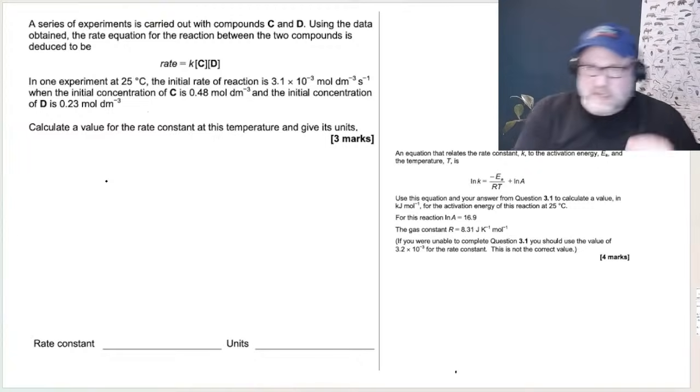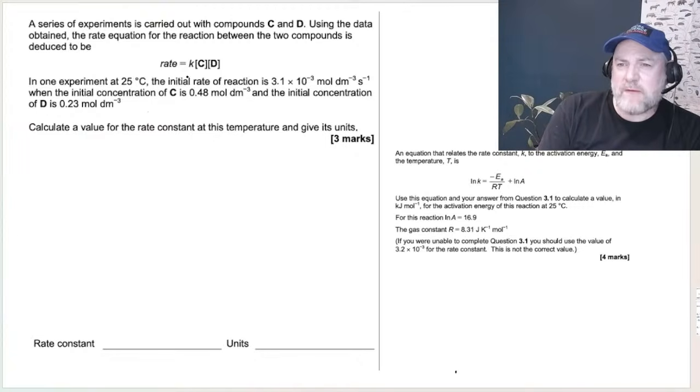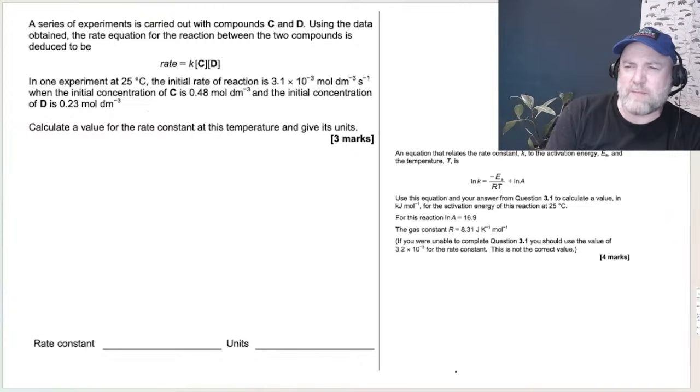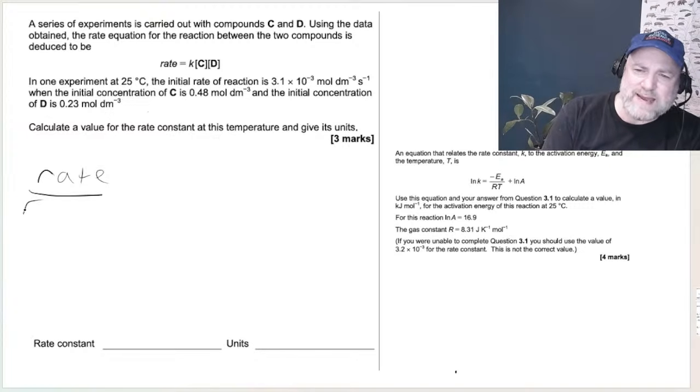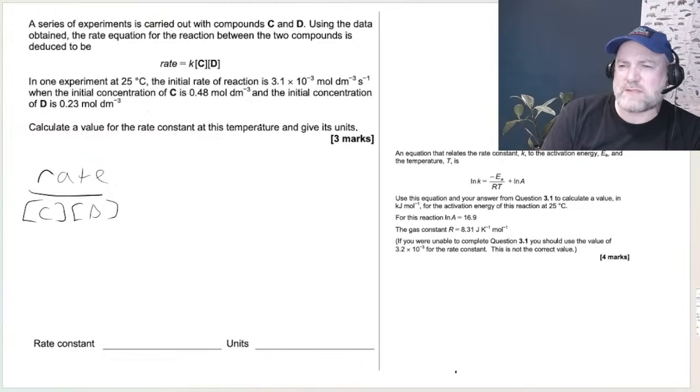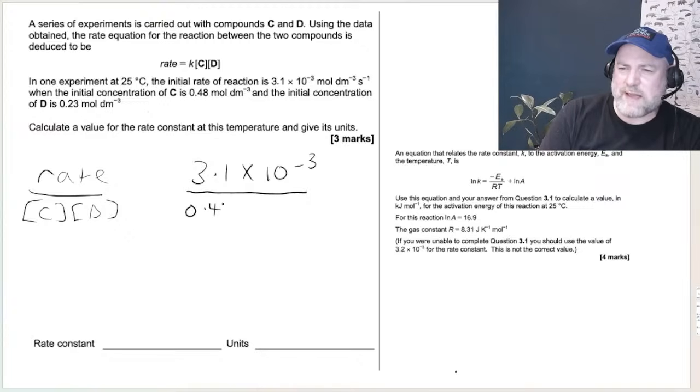Don't worry, you can smash this nice and easy. So look, if they ask you to calculate a value for the rate constant at this temperature and give its units, 3 marks. So we need to get the rate constant K. We're just going to swing C and D underneath here. And they've given us the rate. The rate was 3.1 times 10 to the minus 3. We want to divide that by 0.48. This is a really nice, easy one. There's no point in giving you a difficult one and destroying you straight away.